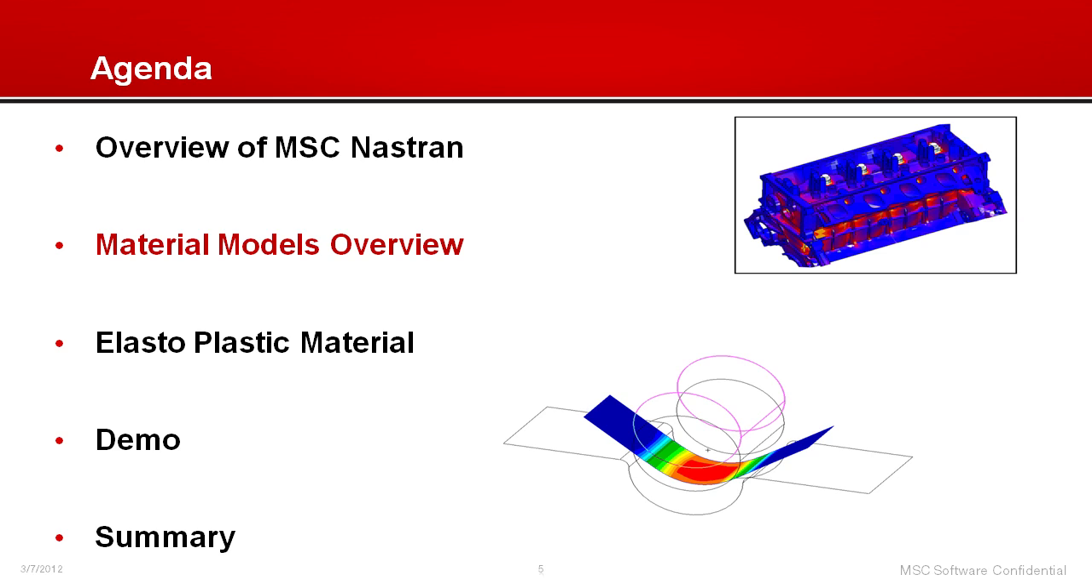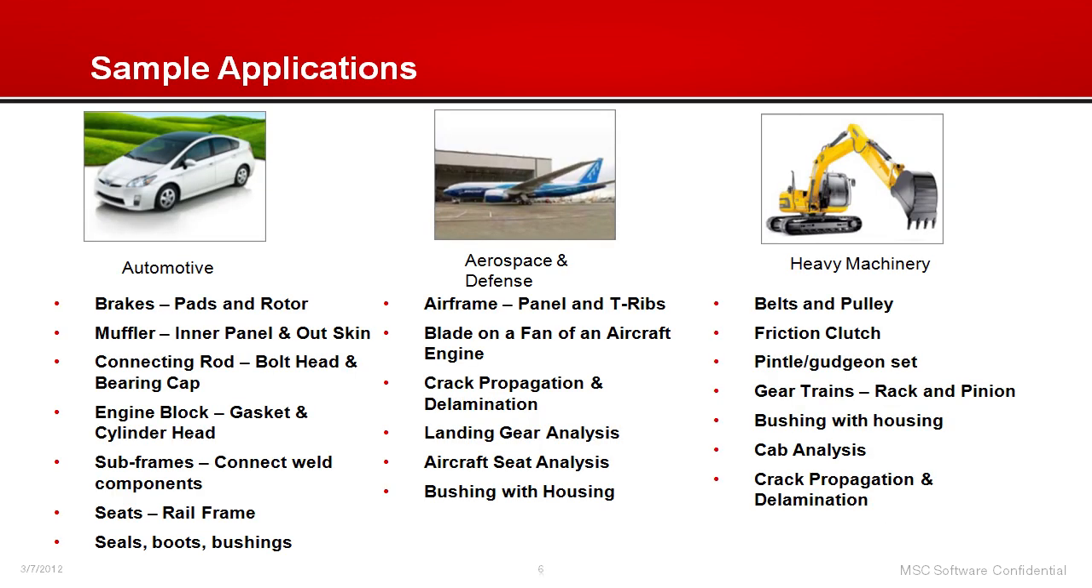Next one is to understand or review the nonlinear materials available inside Nastran. Let us look at some of the sample applications where Nastran is used today in different industries, for example, automotive, aerospace, and heavy machinery. Any component that involves metals or thermoplastics involves material modeling using the elastoplastic material definition.